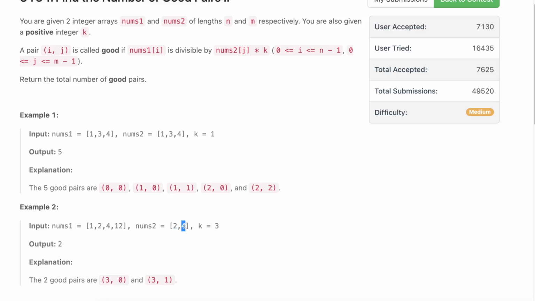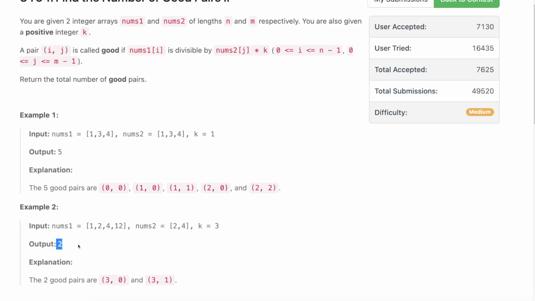Similarly, for j equals 1, you want to know how many i's are there such that nums1[i] is divisible by 4 times 3, which is 12. Again, there is just one such number, which is 12 itself. So (3, 1) is one such valid pair with j equals 1. So there are only two possible valid pairs and hence the answer here is 2. I hope the problem statement is clear.